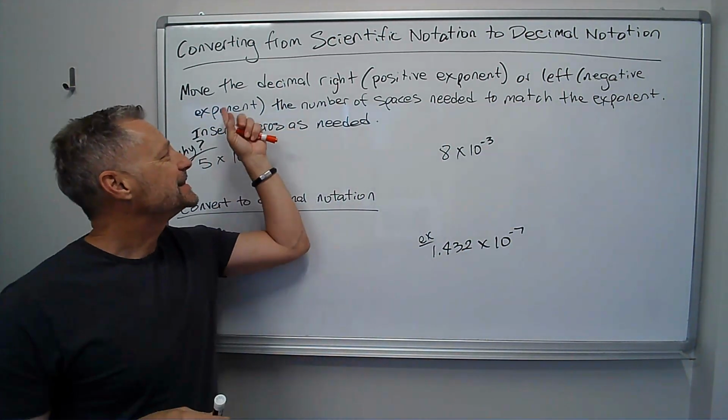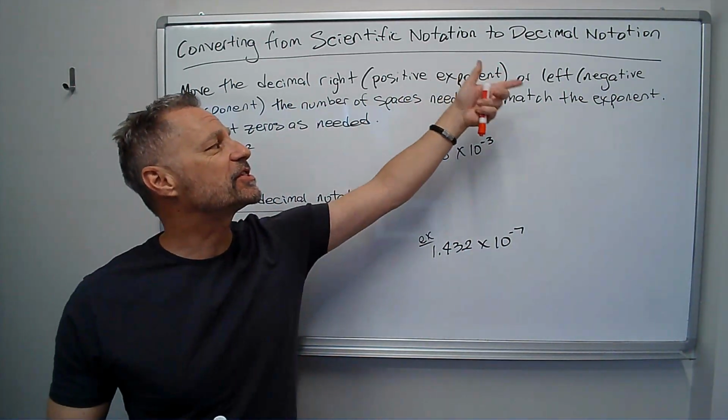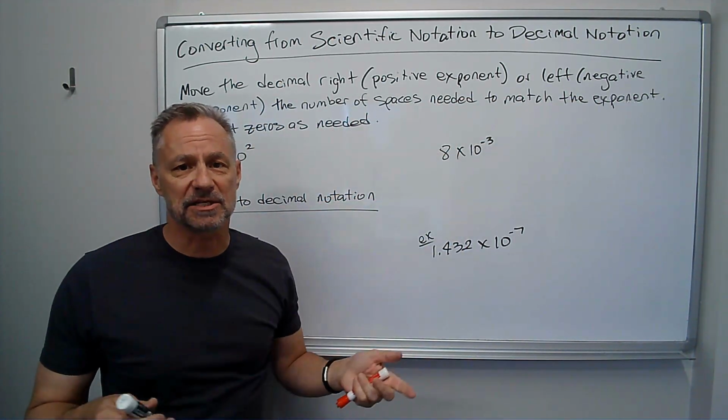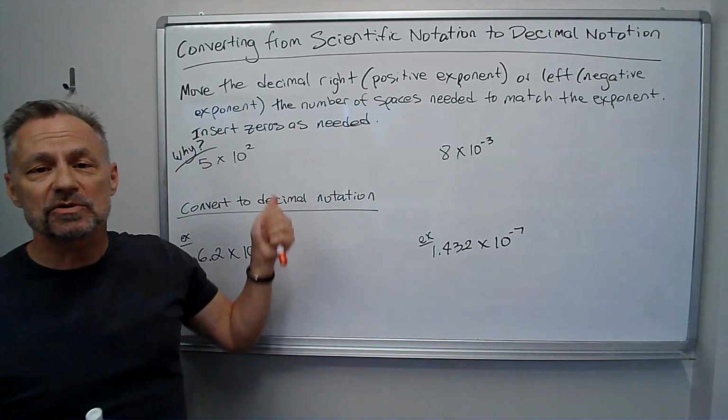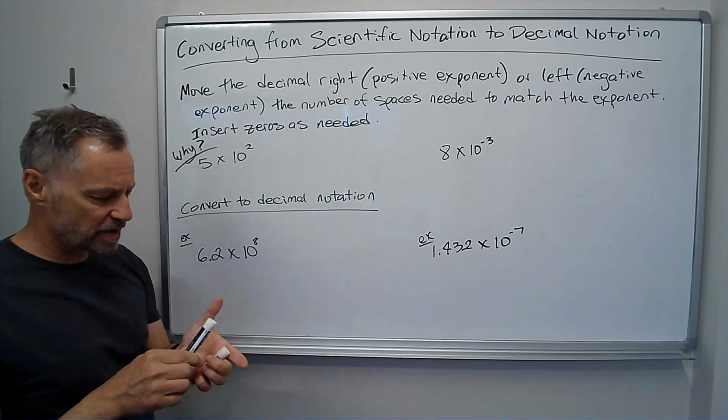The idea is we're going to move the decimal to the right if I have a positive exponent, or to the left if I have a negative exponent, the number of spaces needed to match the exponent. Insert zeros as needed. So you may be saying, why is that the case? Well, let's look at a quick example.